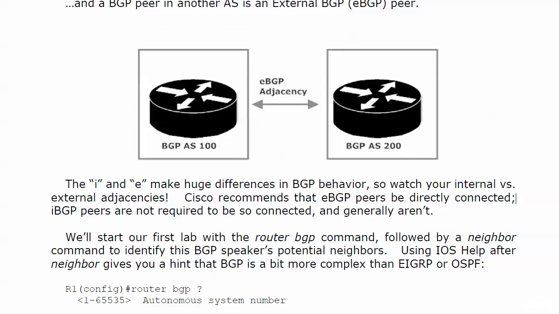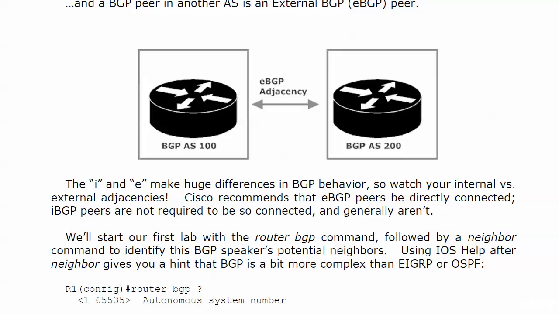But you've got to watch that little i and that little e, because that's the way it's going to show up sometimes in your BGP tables and also in the diagrams that we're going to be seeing throughout this section. Cisco recommends that eBGP peers be directly connected. iBGP peers are not required to be so connected and generally will not be. Now we're going to start our very first adjacency here in our first lab with the router BGP command, followed by a neighbor command to identify this BGP speaker's potential neighbors.